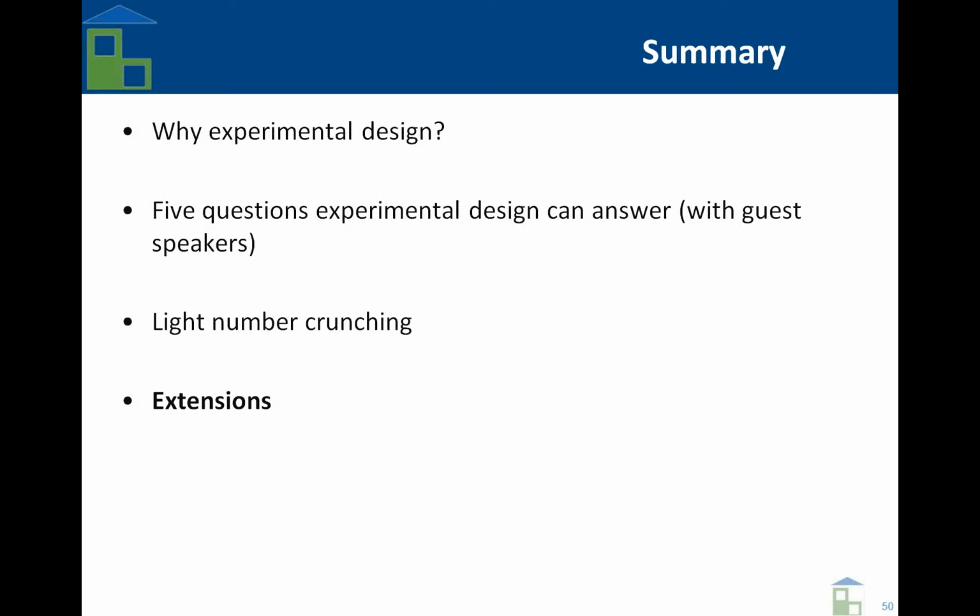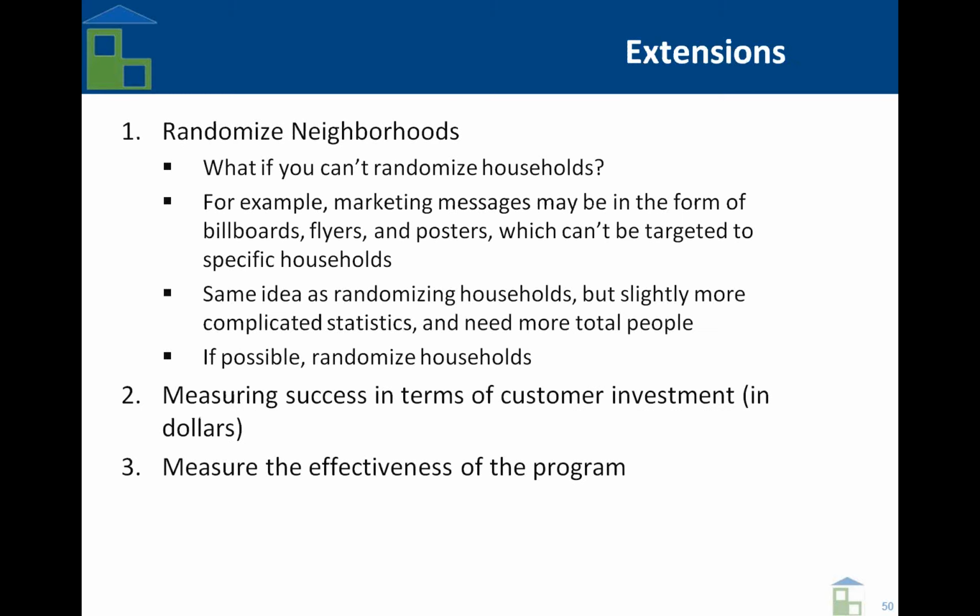So again, this is the simplest case, and there are a lot of ways that you can have slight variations. For example, you might not be able to randomize households. If you're trying to figure out whether one billboard works better than another one, then you obviously can't target that billboard to each household. So in that case, you would have to change your statistics a little bit, and we're going to put some of these extensions up on the website.